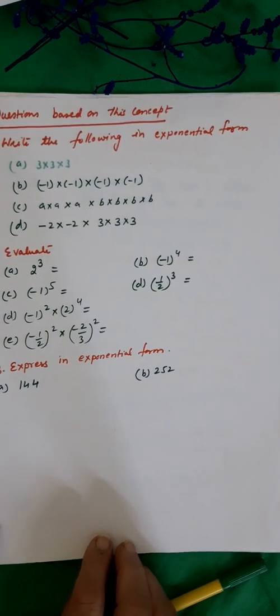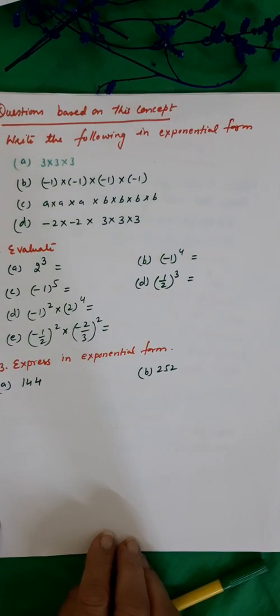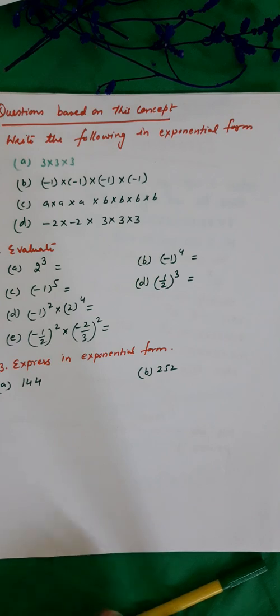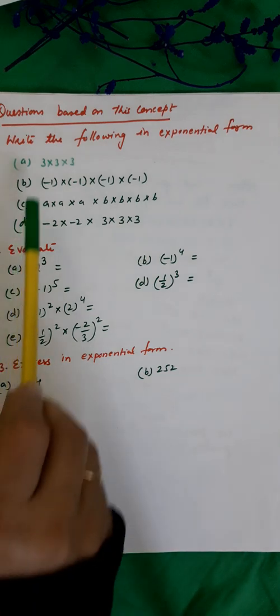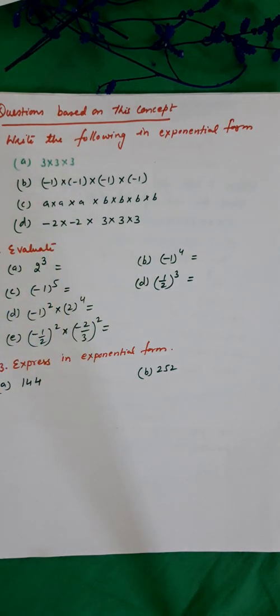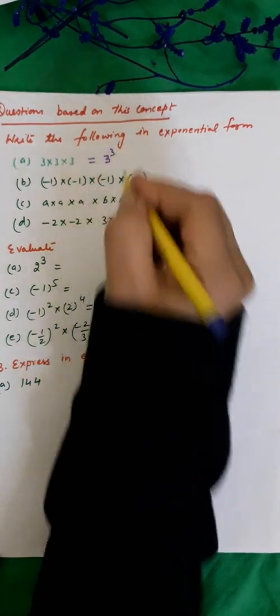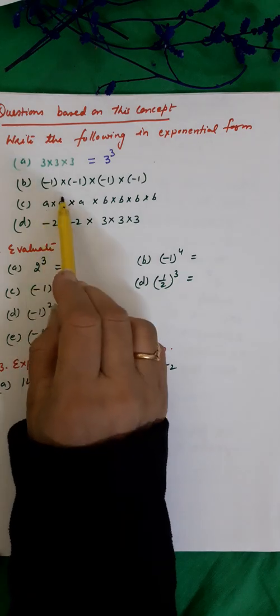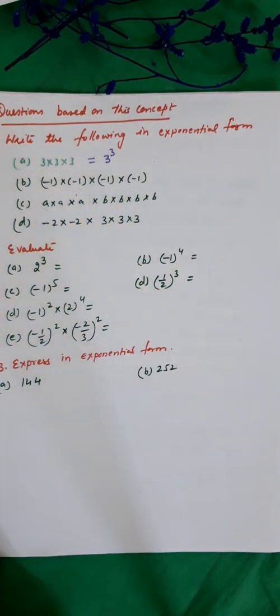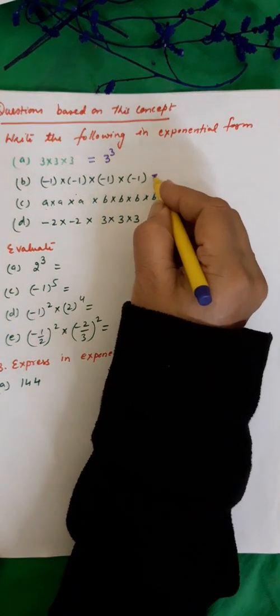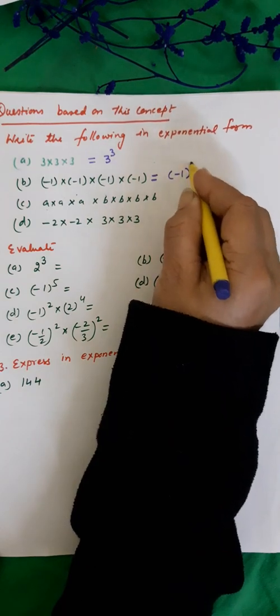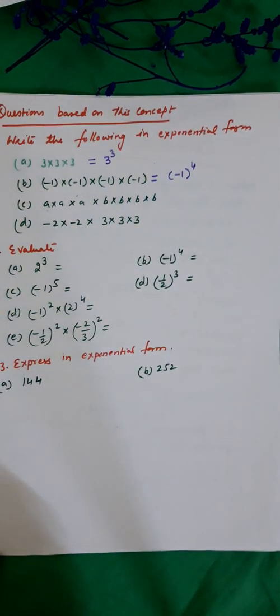Now, let us take some questions based on this concept. Write the following in exponential form. 3 into 3 into 3, if I have to write, so what will I write? Obviously, you will say 3 raised to the power 3. Minus 1 into minus 1 into minus 1 into minus 1, so this would be minus 1 raised to the power 4.